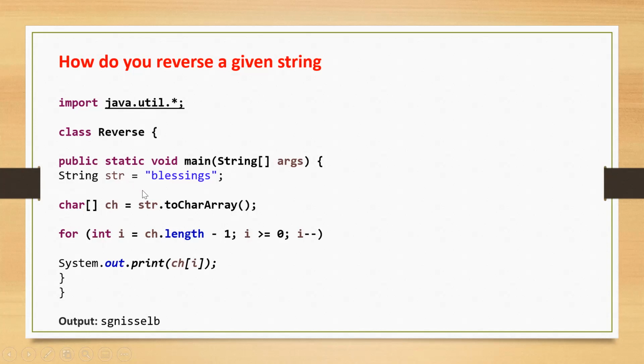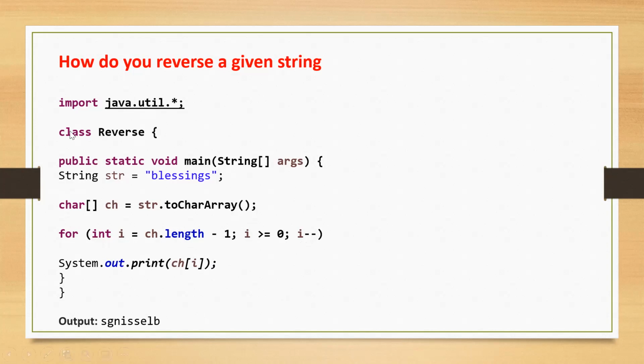Then whatever string we have stored in an array will be b, l, e, and so on, with one character stored in each index. Then we will take those characters in reverse manner. So how will we do that? int i equal to ch dot length minus 1. So it will go to the last index, guys. And then i is greater than or equal to 0, so it will iterate till the zeroth index, by decrementing the index. Then at the end it will print those indexes from last to first.